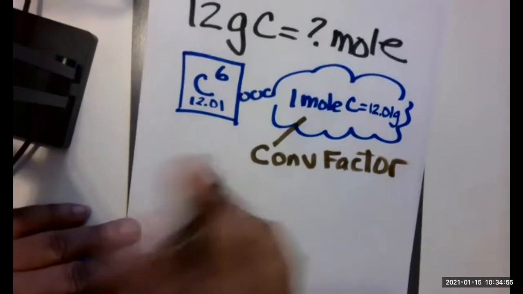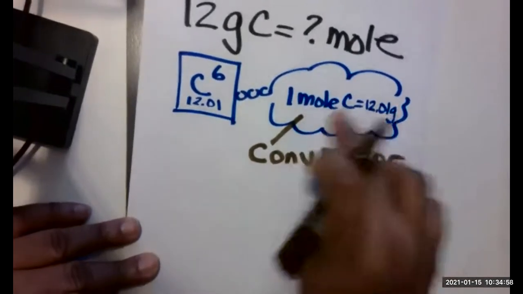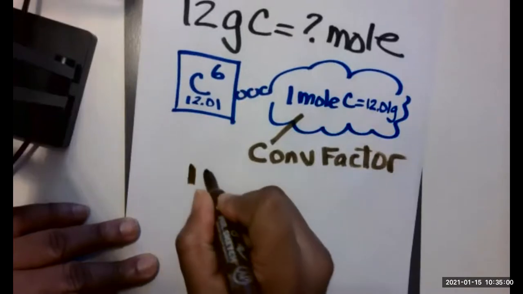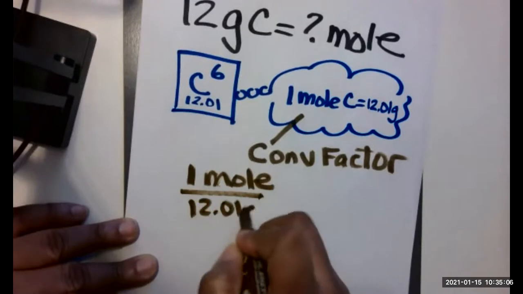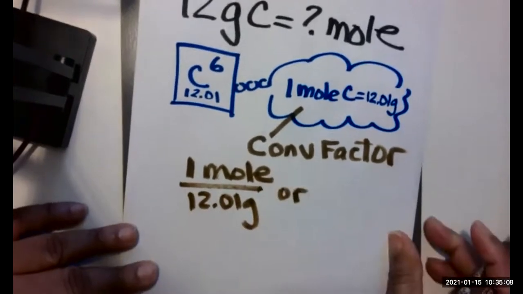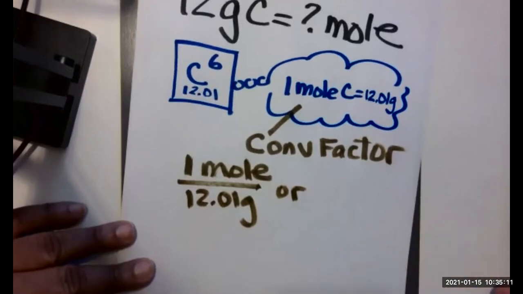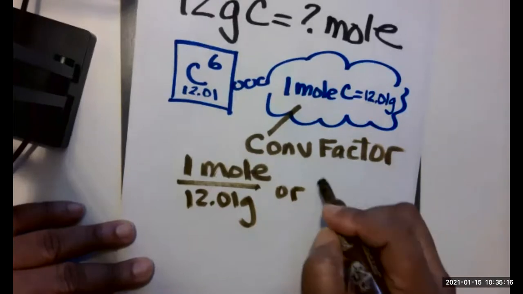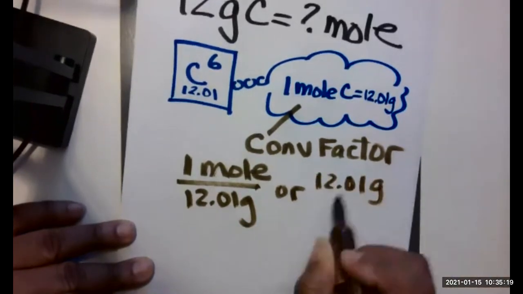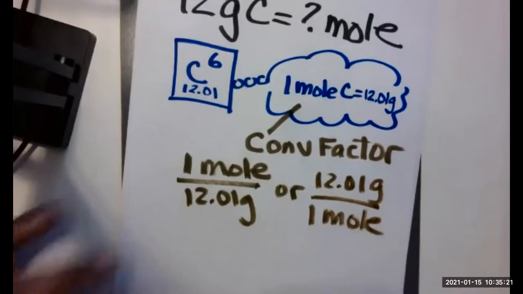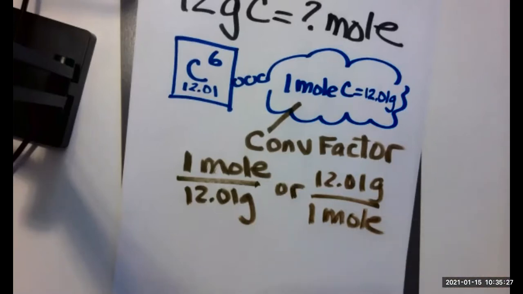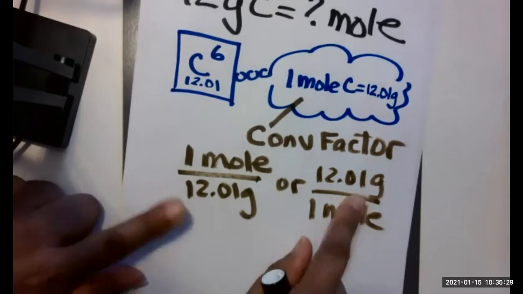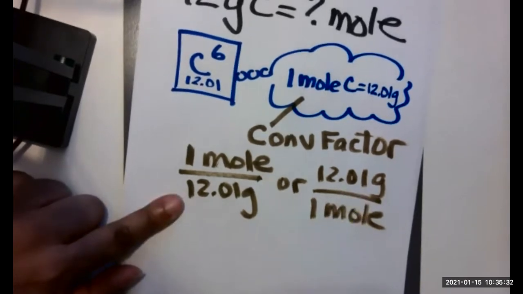So yeah, let's make a fraction. Once we have a definition that's an equivalence, I either have 1 mole over 12.01 grams, or what's the reciprocal of that? You mean like the flip of it? Yes. It would be 12.01 grams over 1 mole. Exactly. Everyone, this is what that means. And so now we use the conversion factor to solve and change the unit.